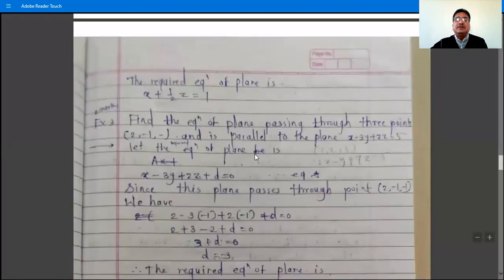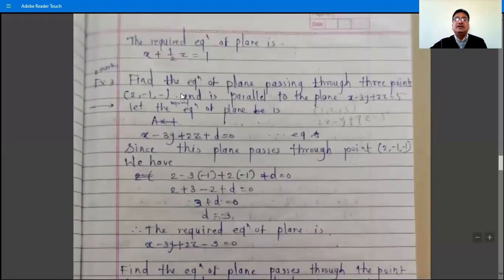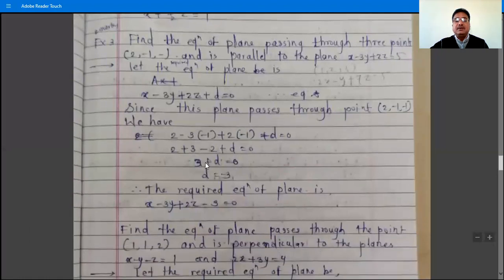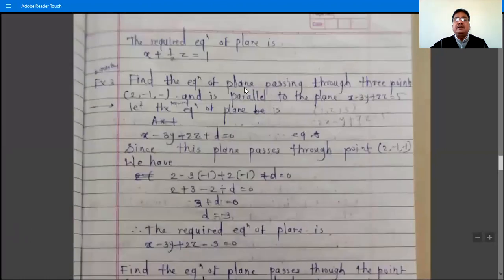Next problem, we'll see in the next lecture, that is, find the equation of plane passing through the point and parallel to this plane. It is also an important question. Find the equation of plane passing through the point, not 3 points, the point 2, minus 1, minus 1, and is parallel to the plane x minus 3y plus 2z is equal to 5. The question is for 2 marks.